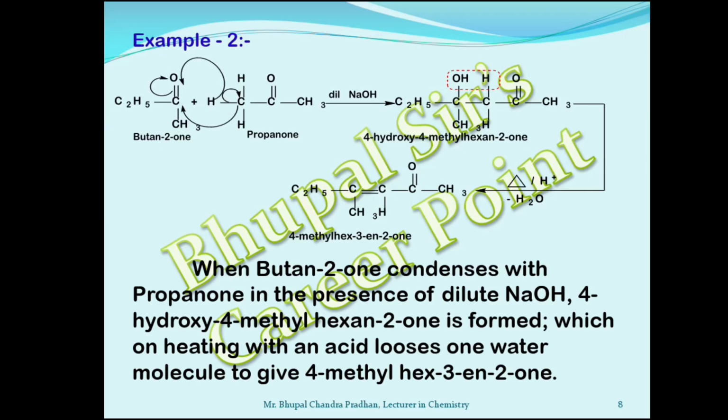In the statement, we have to write down when butan-2-one condenses with propanone or acetone in the presence of dilute NaOH, then 4-hydroxy 4-methyl hexan-2-one is formed, which on heating with an acid loses one water molecule to give 4-methyl hex-3-en-2-one.